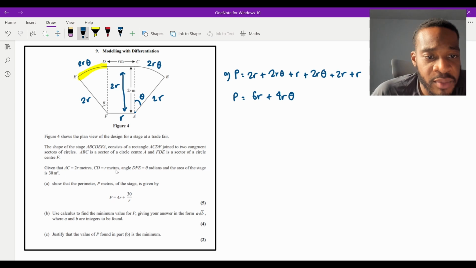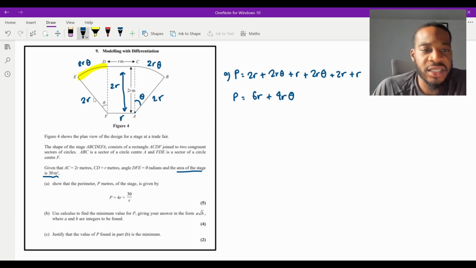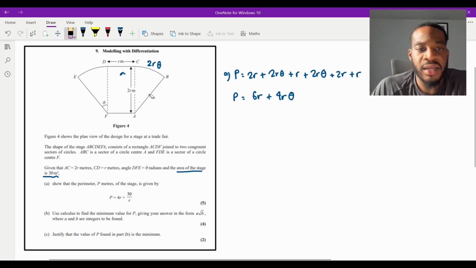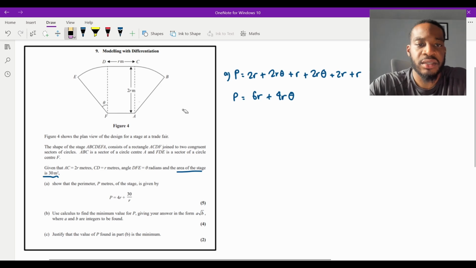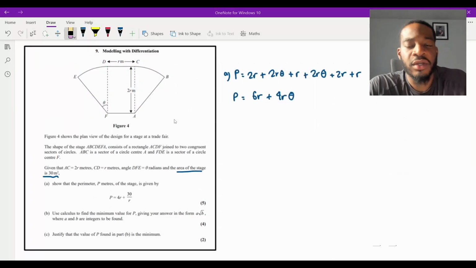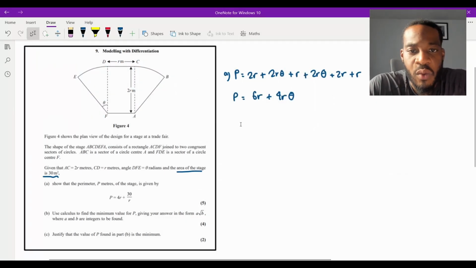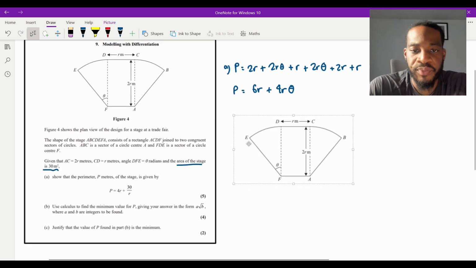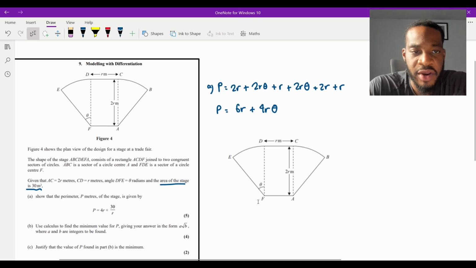And this is where that second piece of information comes in, where they told us that the area of the stage is 30 meters squared. So if I get this diagram here, let me rub this out and then annotate it again, so it's neat. And then I'll put this here. Okay, so I need to figure out what the area of this is. Let's get an expression for the area, because we know what it is, it's 30, but let's get an expression for it.